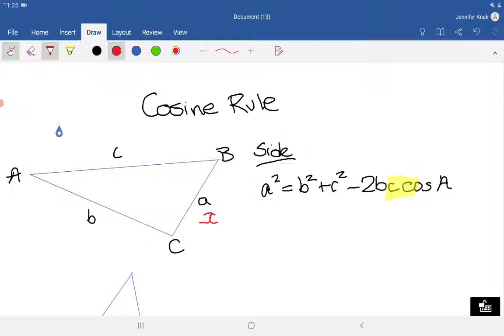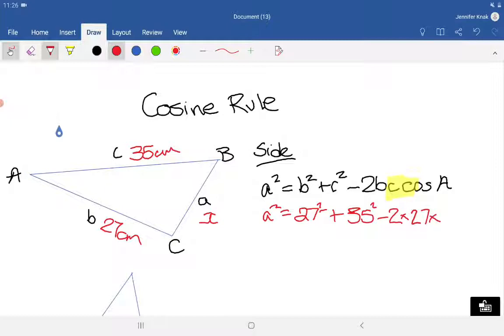Looking at the formula, to use the cosine rule, we need the other two sides, small b and small c. Let's just have 35 centimetres and 27 centimetres. So we would have a squared equals b is 27, so 27 squared, plus c is 35, so plus 35 squared, minus 2 times b, which is 27, times c, which is 35, times cos of A. And A is the angle, remember, so we're going to need to know what this angle is. Let's say that angle is 18 degrees.